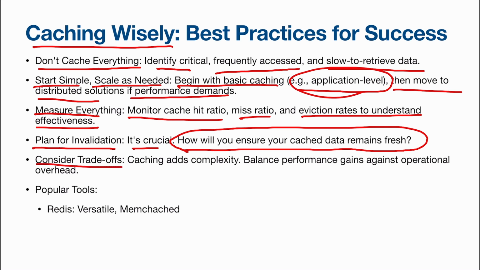Consider the trade-offs. Caching adds complexity, balance performance gains against the operational overhead. Do you really need that much performance gain? If you don't, maybe don't go for caching anyway, because caching can be expensive and you are maintaining two sets of data. So whenever possible, just keep the system simple and take a decision on whether to cache or not.